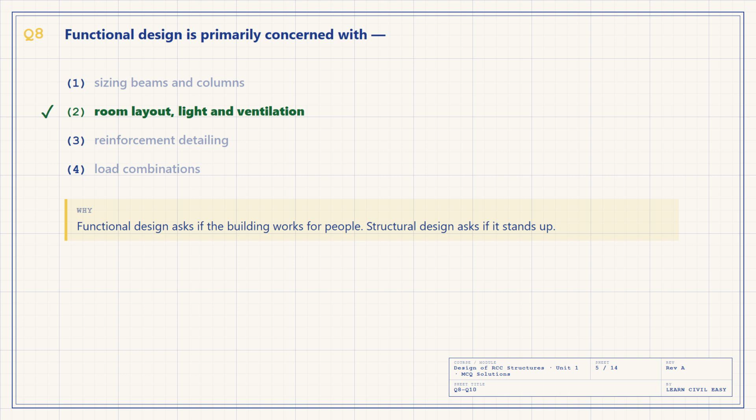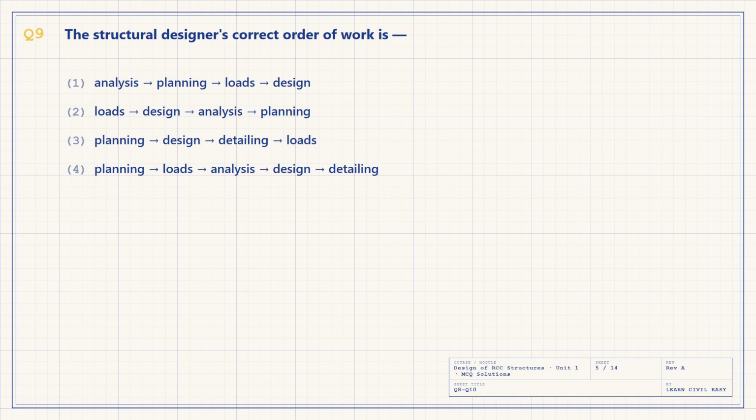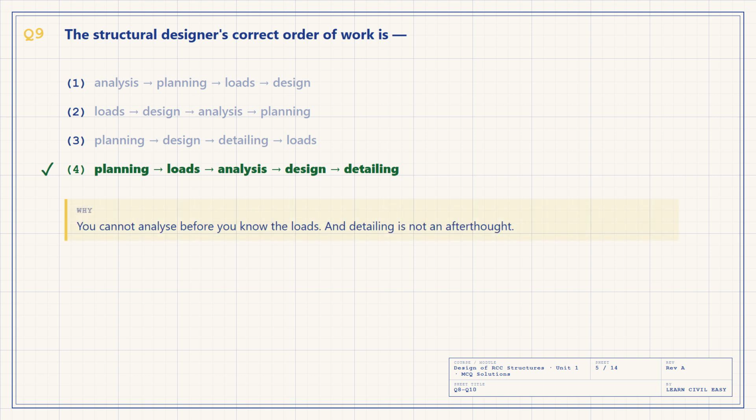Question 9. The correct order of the structural designer's work is option 4. Structural planning, then calculation of loads, then analysis, then design, then detailing. The order is not arbitrary. You cannot analyze until you know the loads, and you cannot know the loads until the layout exists. And please do not treat that last stage as an afterthought. A perfectly designed beam with wrongly detailed bars will still fail.